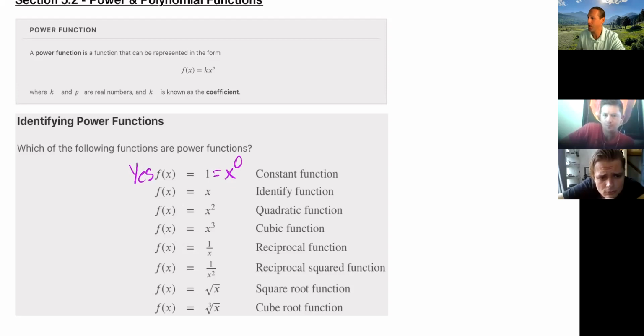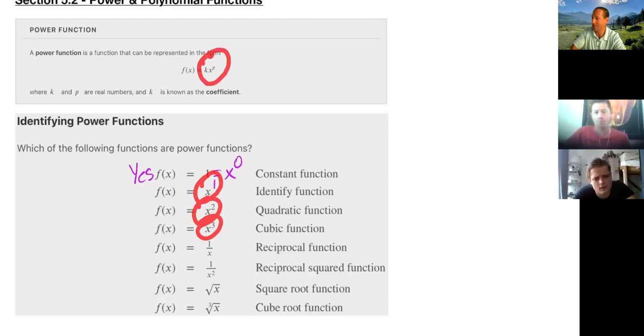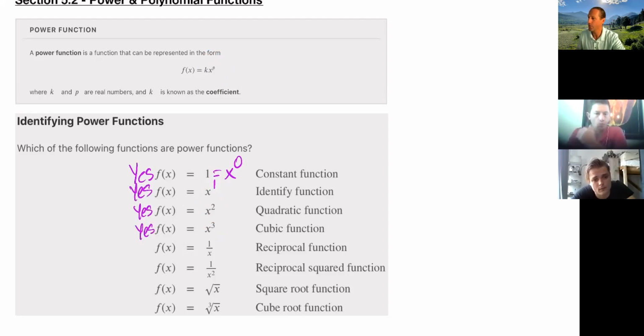Now the next few are pretty obvious, aren't they? It's x to the first, it's x squared, it's x cubed. So definitely those you can see, even without having that k coefficient in front of it, it's x to a power. So absolutely, those should have been pretty obvious and easy. But what about the remaining ones? Now there is an x, unlike the first one that we rewrote. So can we write this, or that as x to a power?